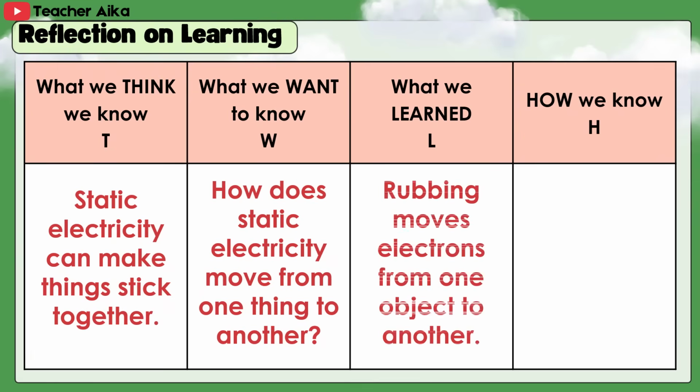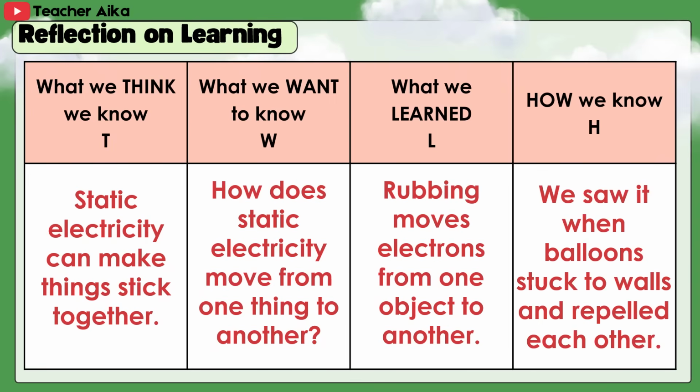What we learned: rubbing moves electrons from one object to another. How we know? We saw it when balloons stuck to walls and repelled each other.